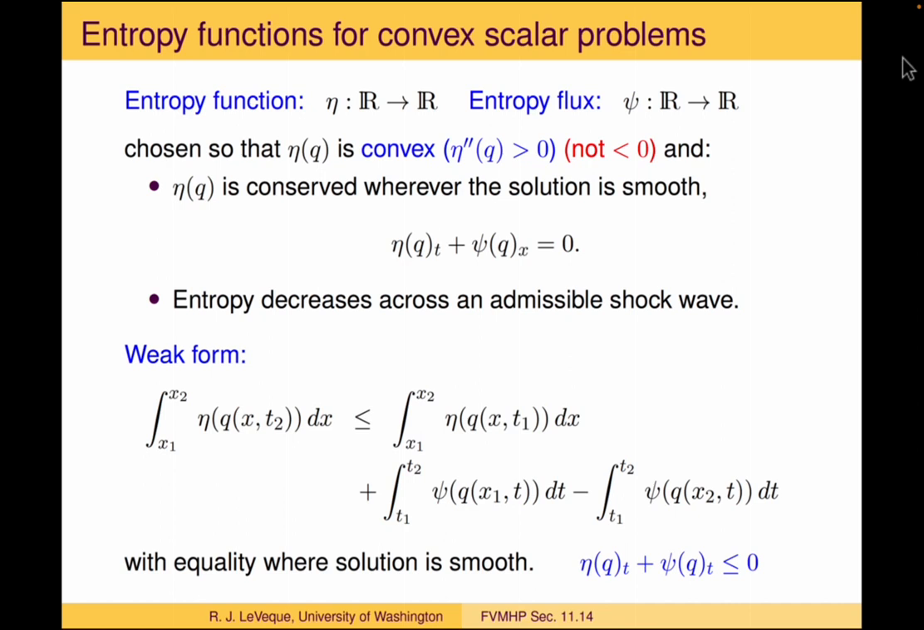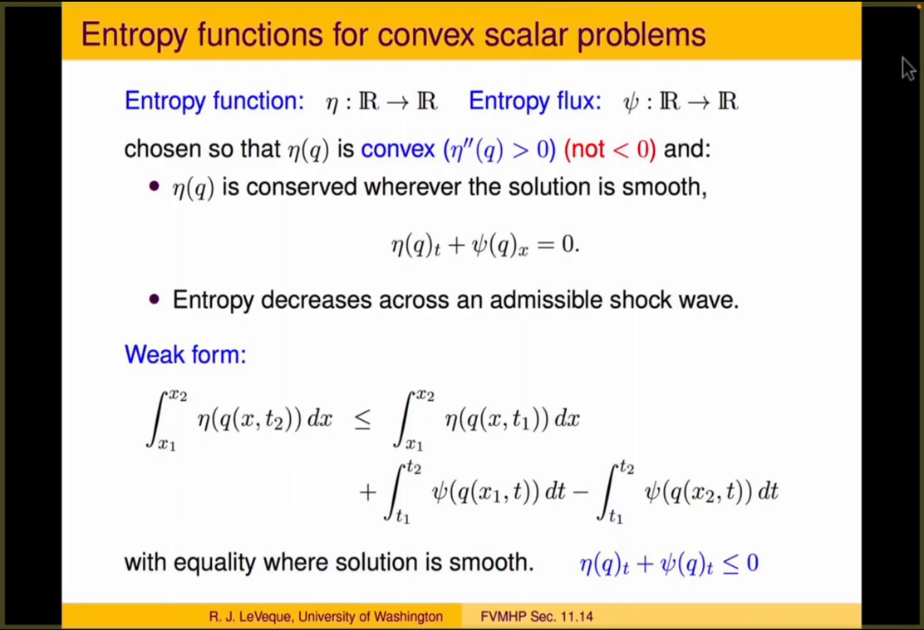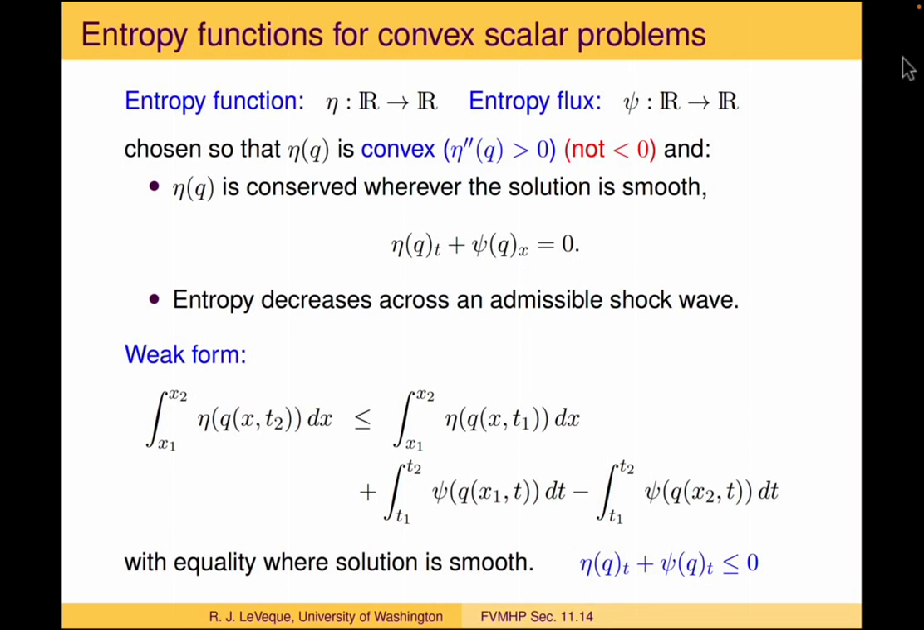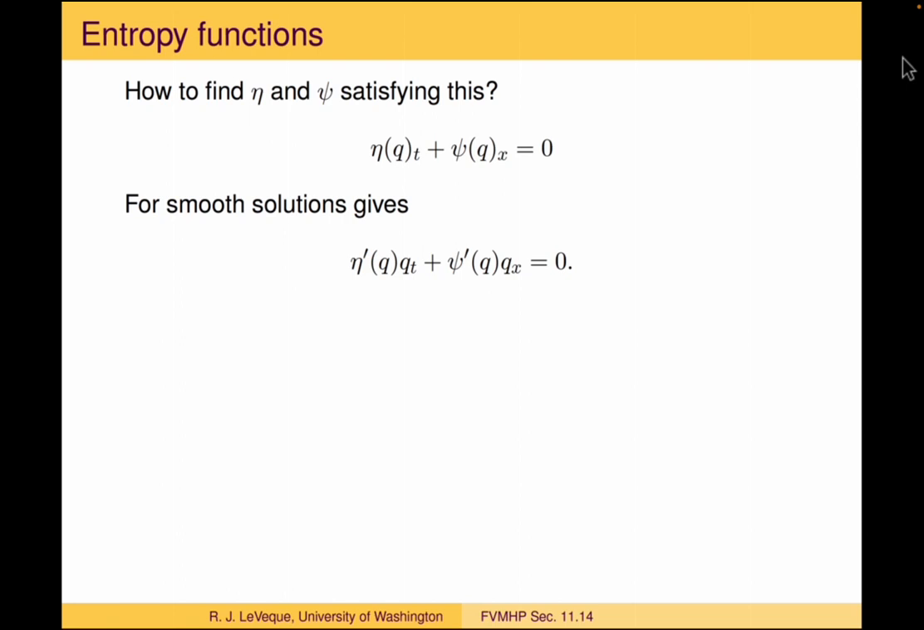Often, as shorthand, we might write this as the differential equation eta_t plus psi_x, with psi of q, less than or equal to 0 rather than equal to 0. That should be psi_x. But again, when you see that, you should interpret it in the weak sense: it's equal to 0 where things are smooth, but where things have discontinuities, it's this weak form that we mean.